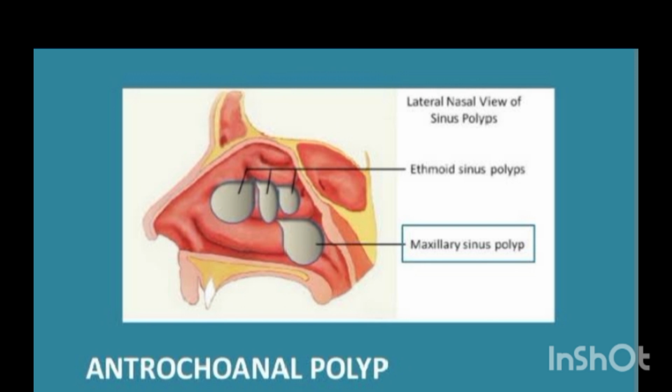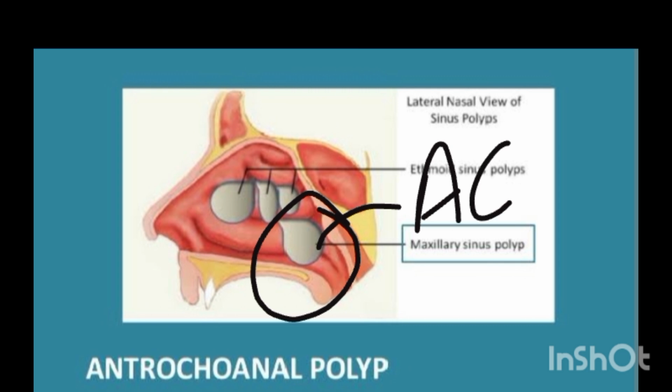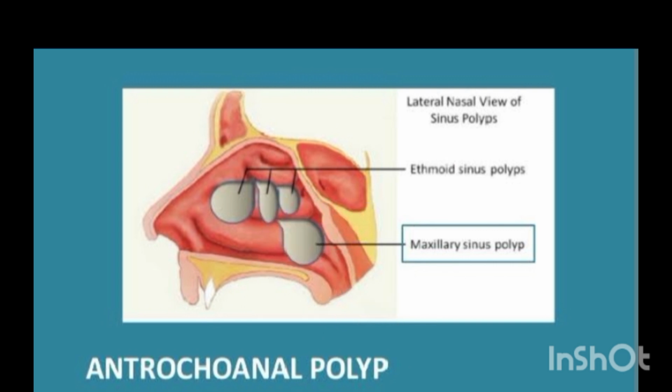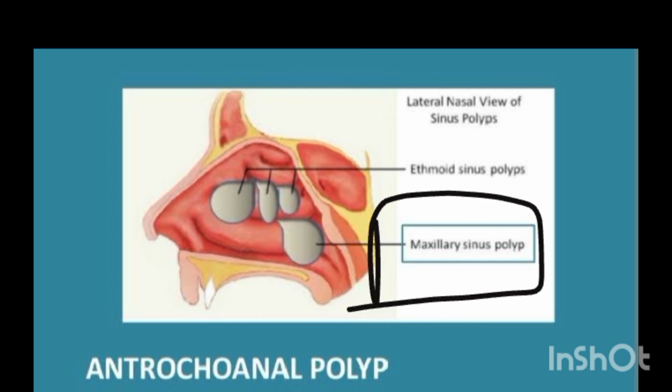Antrochoanal polyp. An antrochoanal polyp has three parts. This is the antrochoanal polyp. It has three parts. One part is in the choana, one part opens in the ostium of the maxillary sinus, and one is the nasal part that extends into the nasal cavity. So here is the antrochoanal polyp. You can see this is the maxillary sinus polyp, or the antrochoanal polyp, and here you can see ethmoid sinus polyps.